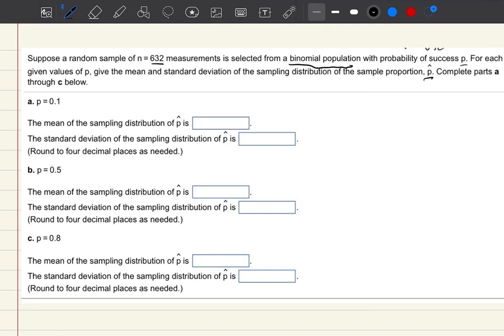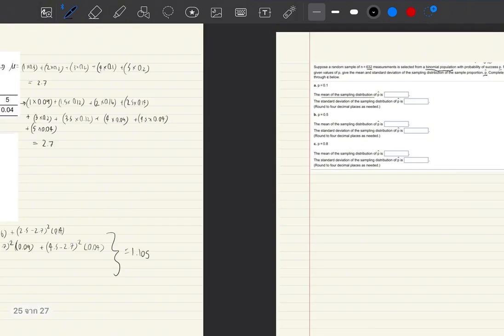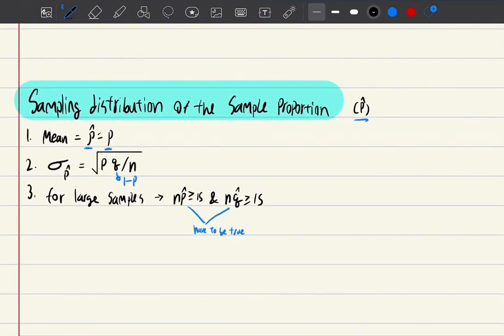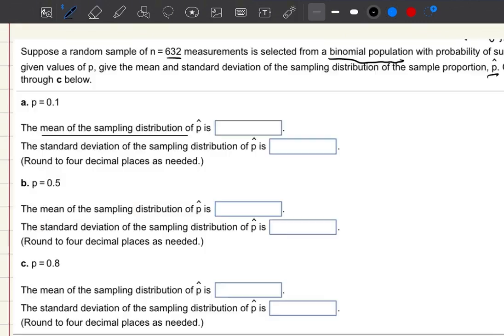So, as we learned, the mean of the sampling distribution of proportion is going to be this one. P hat is equal to P. Since P hat is equal to P, for A it's going to be 0.1. The mean for B is going to be 0.5. The mean for C is going to be 0.8.